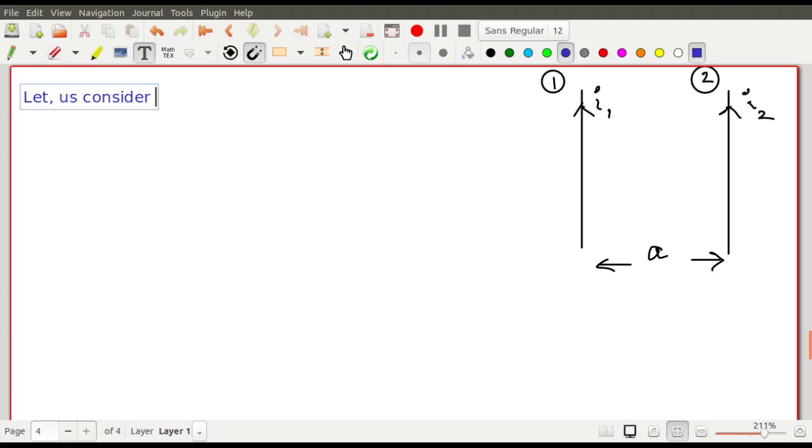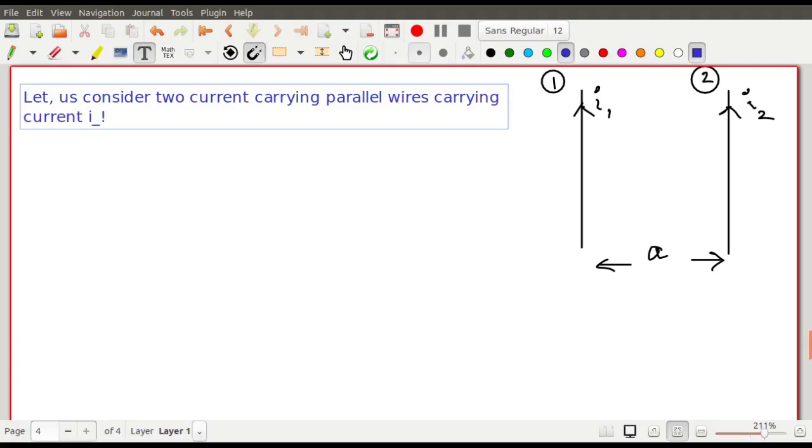Let us consider two current carrying parallel wires carrying current I1 and I2. I write it in this way, I1 and I2, because I don't have any option to write the subscript, but these are actually subscripts. So, two current carrying parallel wires carrying current I1 and I2, separated by distance a.